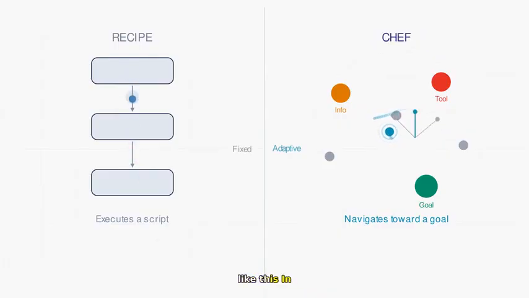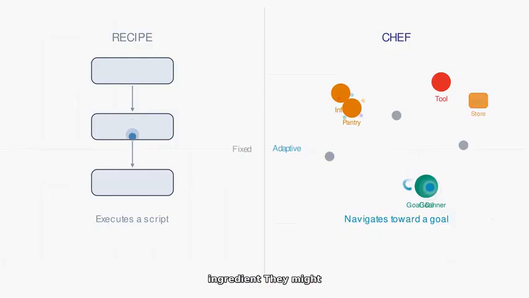Imagine the difference like this. In a chain, you give a person a recipe and they follow it. In an agent setup, you tell a chef, "Make me a delicious dinner," and they decide what to make based on what's available, what you told them about your preferences, and what their experience suggests will work. They might go to the store mid-preparation if they're missing an ingredient. They might change the entire menu plan when they discover the main ingredient isn't fresh. They're navigating toward a goal, not executing a script.